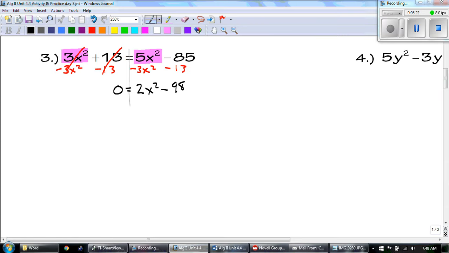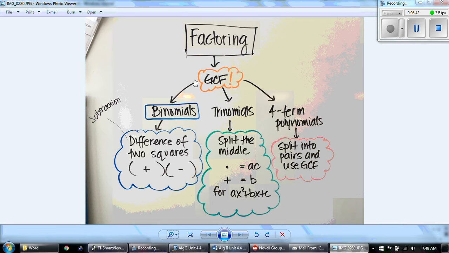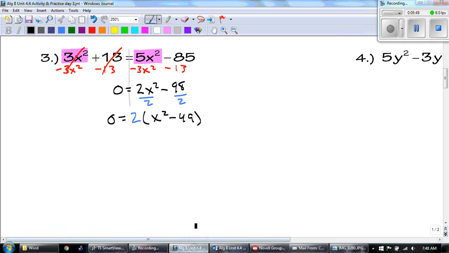Okay. GCF. Okay, factor out the 2. We're left with the GCF out front, x squared minus 49. Okay, so we took out the GCF. Now, is it the difference of two squares? Difference meaning subtraction. We talked about this a couple days ago, and it is.